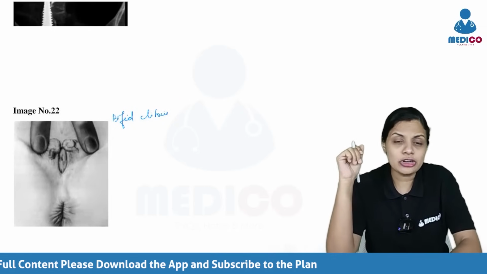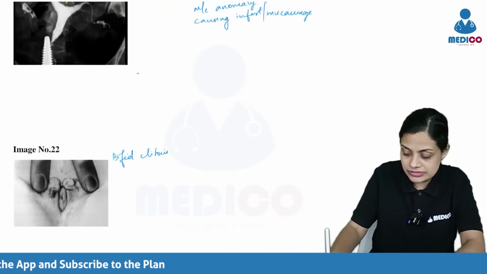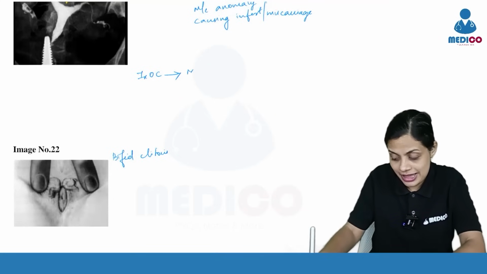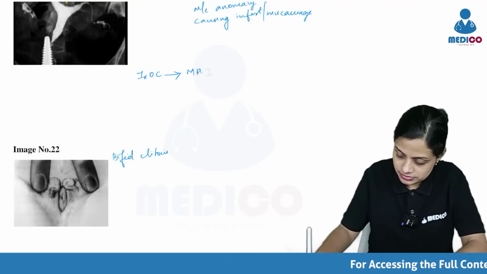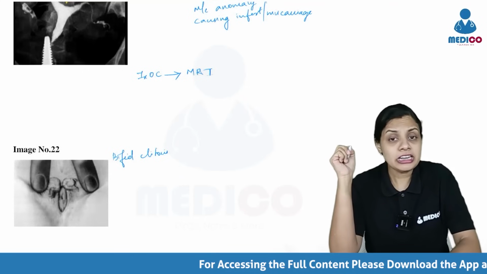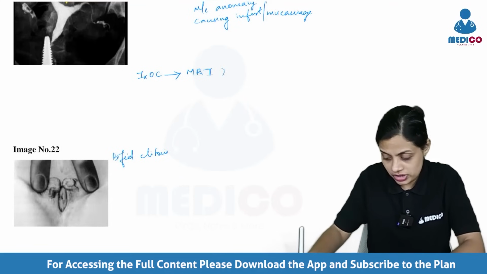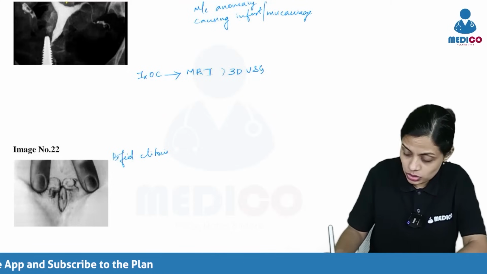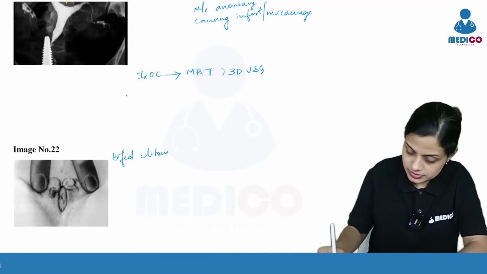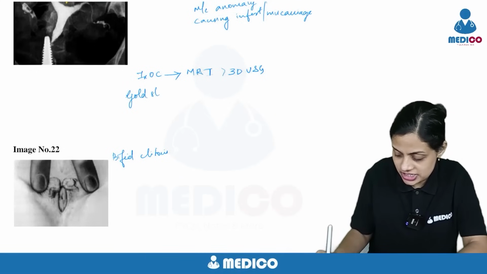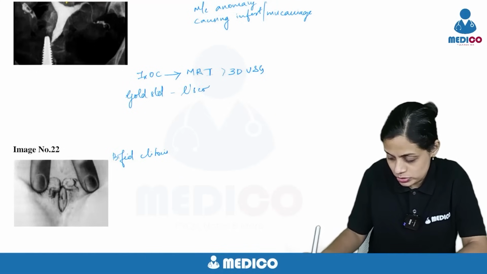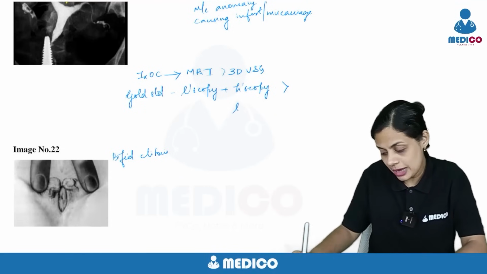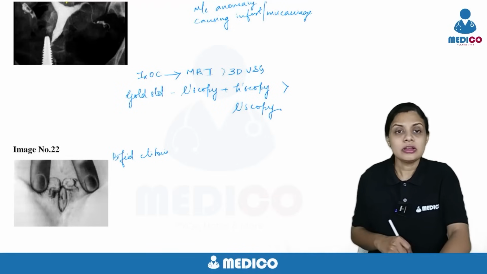Talking about the developmental anomalies, what is the investigation of choice for Müllerian anomalies? The investigation of choice for any Müllerian anomaly is the MRI. But if this is not given in the choices, then you have to go for a 3D ultrasound. But this is not the gold standard. What is the gold standard? The gold standard investigation is laparoscopy with hysteroscopy, which is followed by laparoscopy alone. Okay, fine.